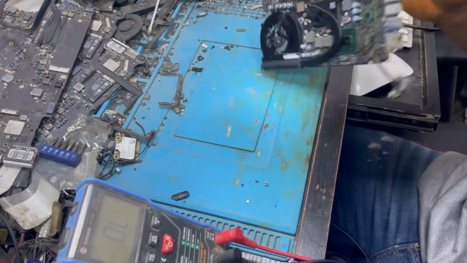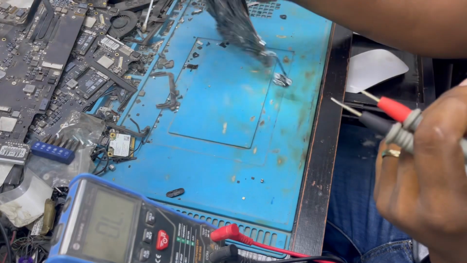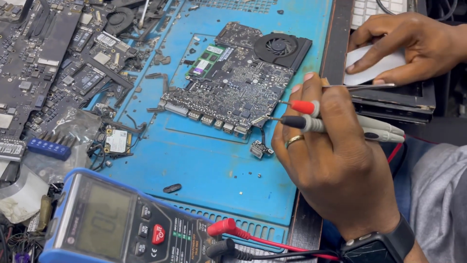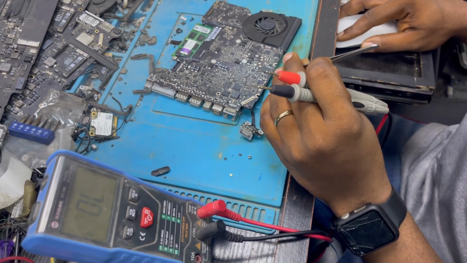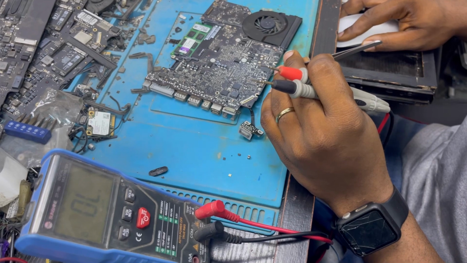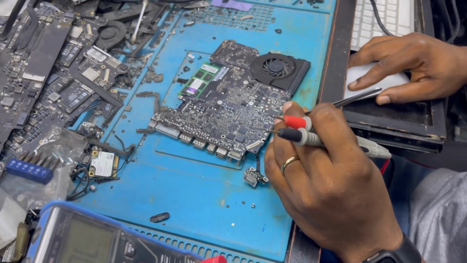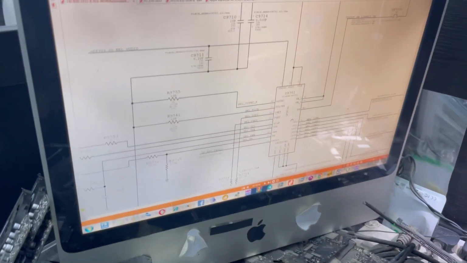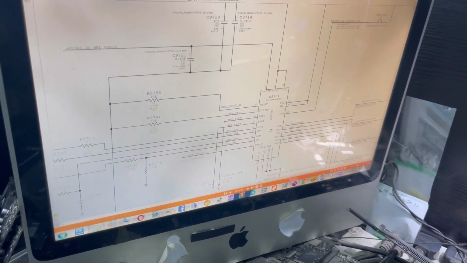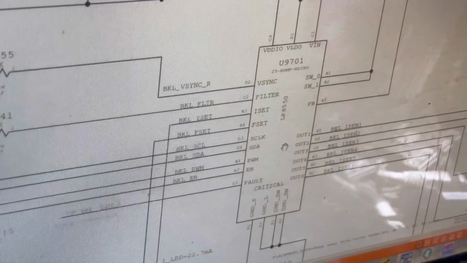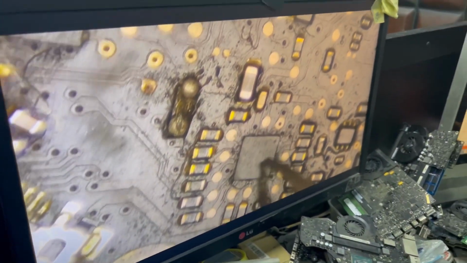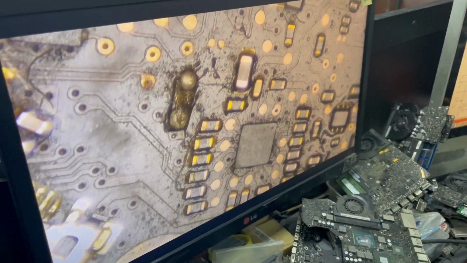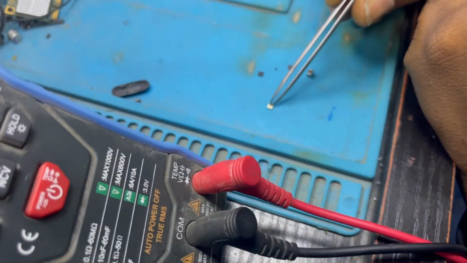Okay, what did I do here now? I thought it was U9701. I replaced U9701. This is U9701 here. Look at it here. I replaced it. These are the ones I replaced. Still, we have no backlight.